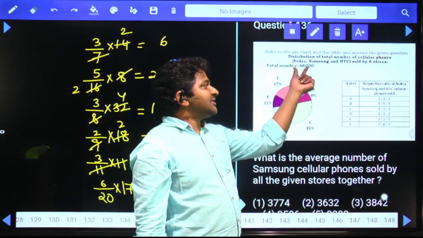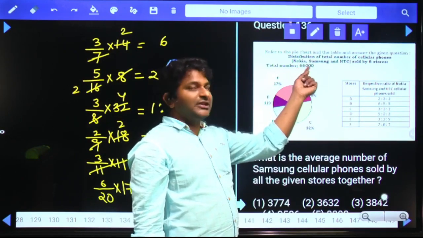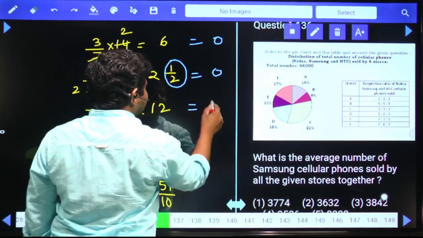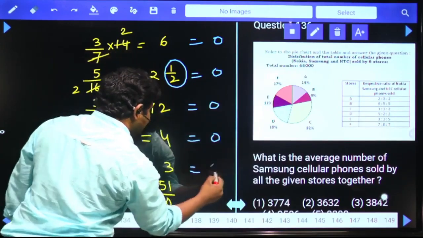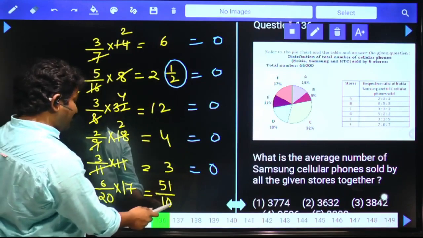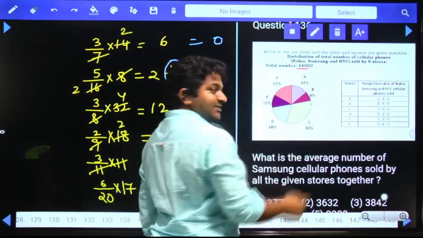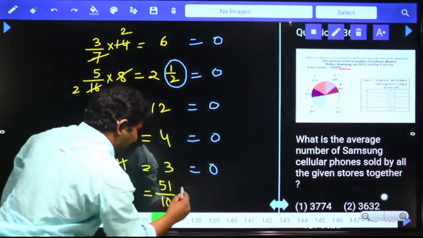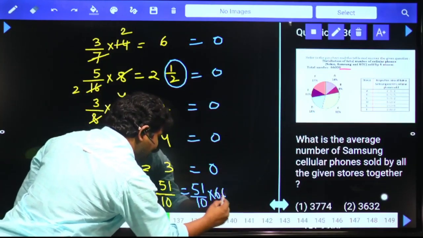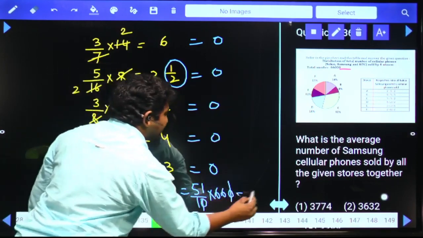10% is 6,600. 1% is 660. Half percentage is also 330. This is also ending with 0. This ends with 0. This ends with 0. Now here it is 51 by 10 into 1%. What is 1%? 660. Now the last value is equal to 51 by 10 into 660. 0, 0 gets cancelled. Last digit 1 into 6 ends with 6.